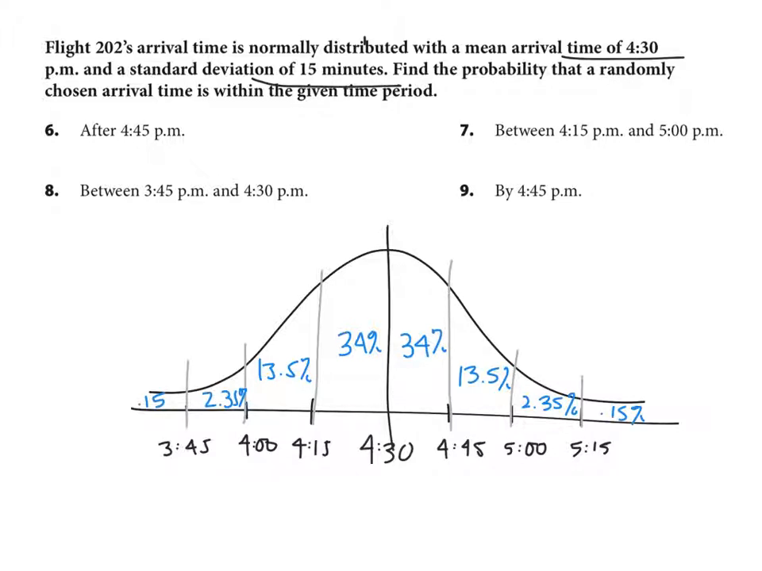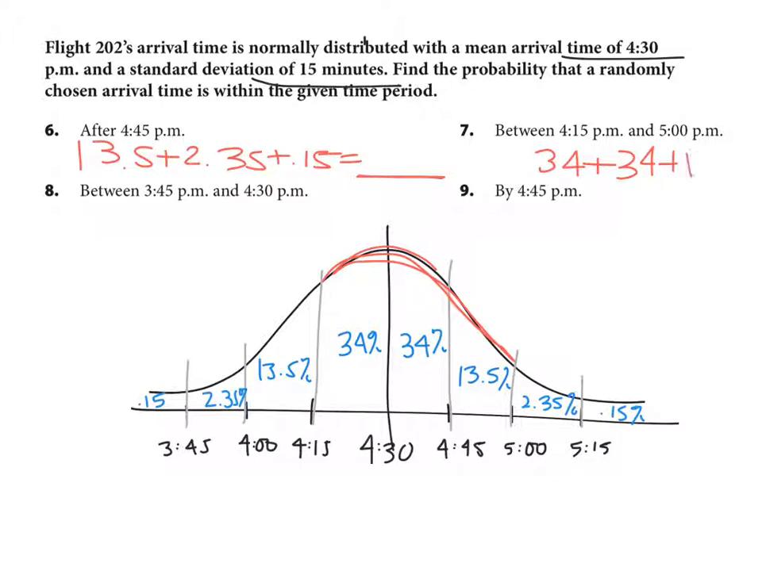The first thing says, what's the probability that a plane is going to land after 4:45? So that's this section of the curve, after 4:45. We're just going to add together 13.5 plus 2.35 plus 0.15. And whatever you get there, that's your final probability or your percentage. Question 7 then, find the probability between 4:15 and 5 p.m. Okay, so between 4:15 and 5 p.m., you just look at what part of the curve that is. So that's 34 plus 34 plus 13.5.